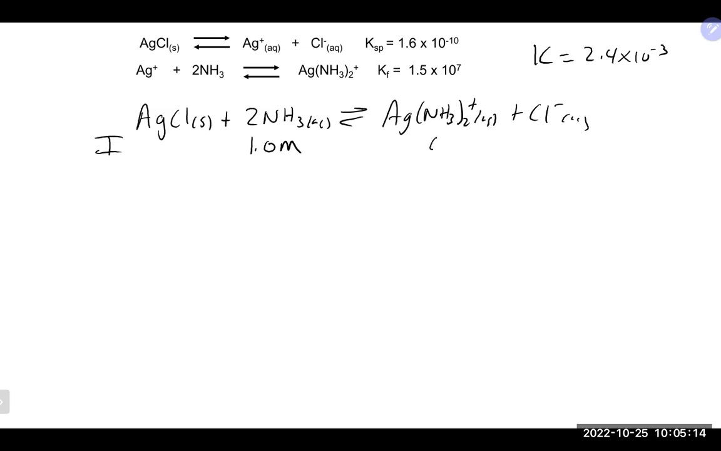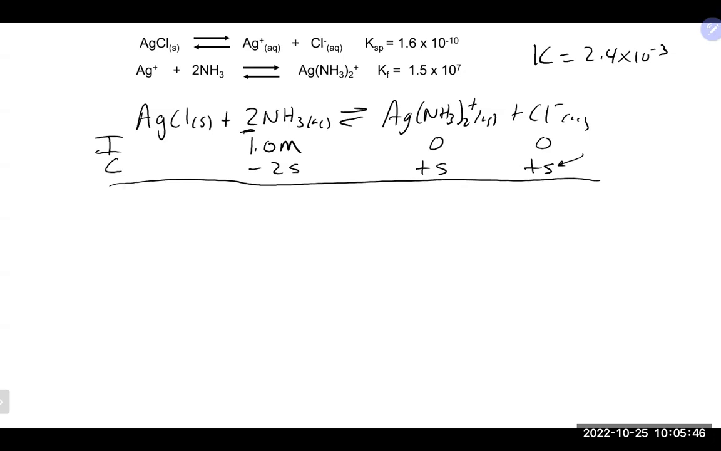This one would be 0, and this one would be 0 as well. Molar solubility is represented by S. In this case, because we're mixing a couple of things together, we will have a -2S here because of the solubility and the coefficient. This will be plus S and plus S. A reminder again, S is the molar solubility. So at equilibrium we will end up with 1 minus 2S, S, and S.